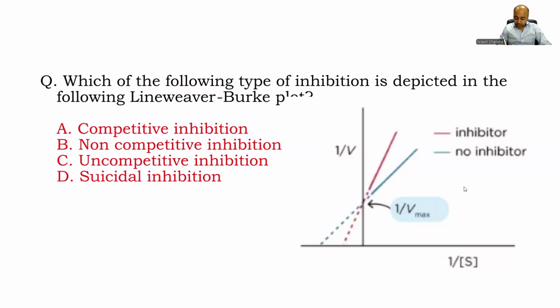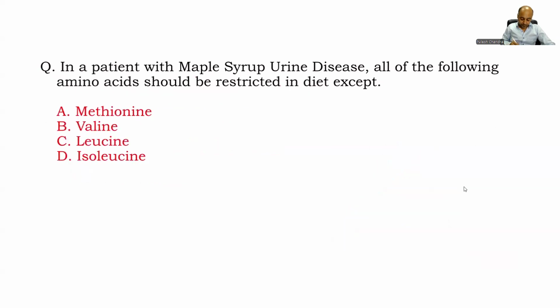So please note, in this case, the 1 upon Vmax for non-inhibited and inhibited graph is the same, meaning the Vmax is also the same. Vmax remains the same in case of competitive inhibition. So the answer to this question is this graph is depicting the competitive inhibition.